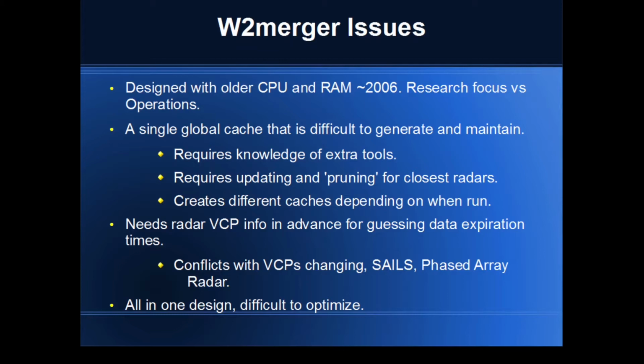W2merger also needs radar VCP info in advance for guessing data expiration times, but this is becoming more difficult with radars that are changing VCPs unpredictably. It will also have issues with new technologies such as phased array, where VCP makes less sense. W2merger also tries to do this with a monolithic single algorithm that does too much in one program, which could benefit by breaking up more cleanly.